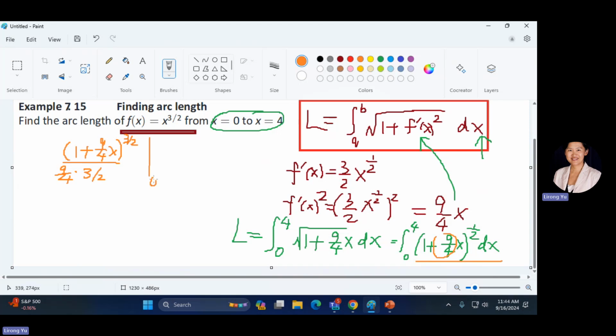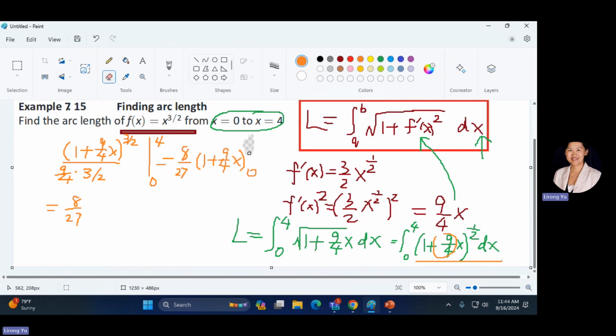I'm going to plug in 0 and plug in 4. Before we plug in, we can simplify this. 9 times 3 is 27, 4 times 2 is 8. The 4 and 2 are in the denominator of the denominator, so the 8 goes back to the numerator, and 9 times 3 is still in the denominator. Then we have 1 plus 9/4 x to the power 3/2, evaluated at 4 and 0. If you plug in 4, the 4 cancels with 4, giving 9, plus 1 is 10. So that's 8/27.